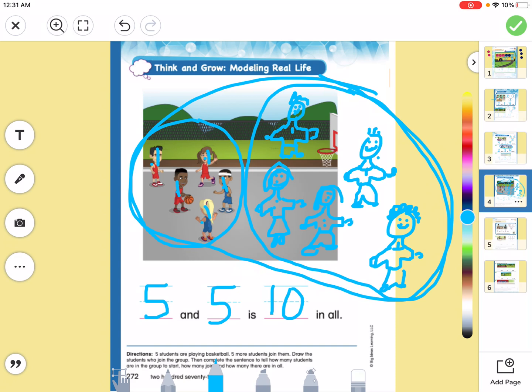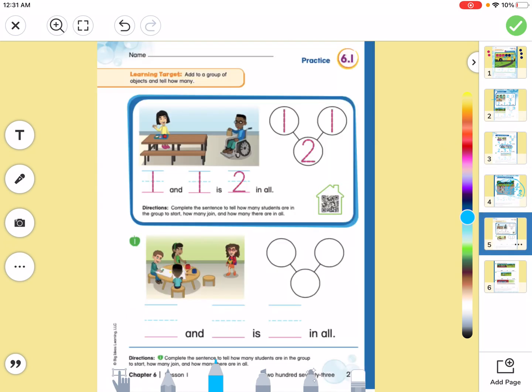Okay, now we're going to go to the next page, and this is the page that you will need to write your name on. So Mrs. Hensley's going to write her name. Okay, now it says, complete the sentence to tell how many students are in the group to start, how many join, and how many are there in all? We're going to do this one right here.